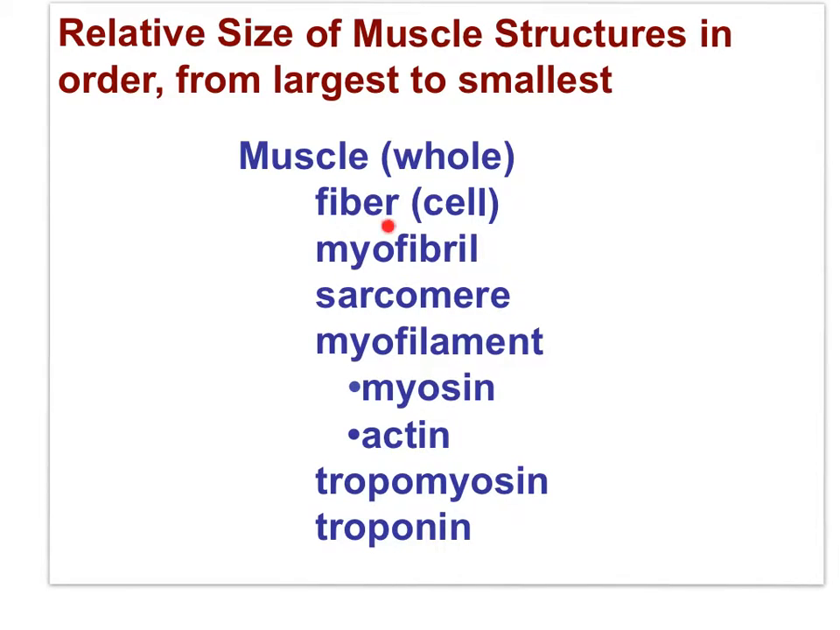We have the whole muscle, the fiber, the myofibril, the sarcomere, the contractile unit of muscle, myofilaments, myosin and actin, and then structures to which you have not yet been introduced, tropomyosin and troponin. These proteins regulate contraction. The physiology of contraction will be covered in Part 5, Movement C.